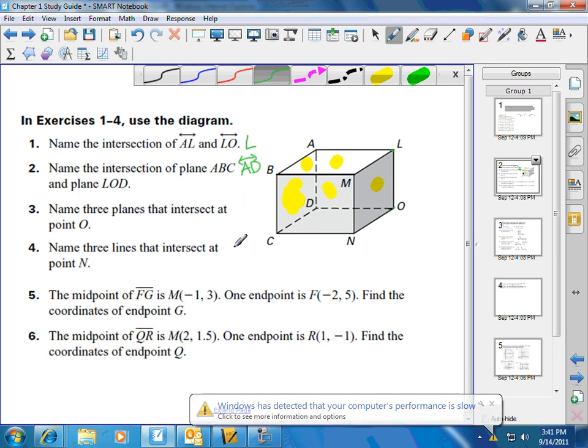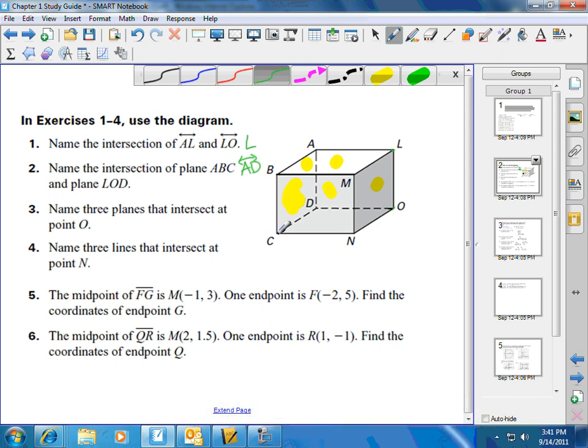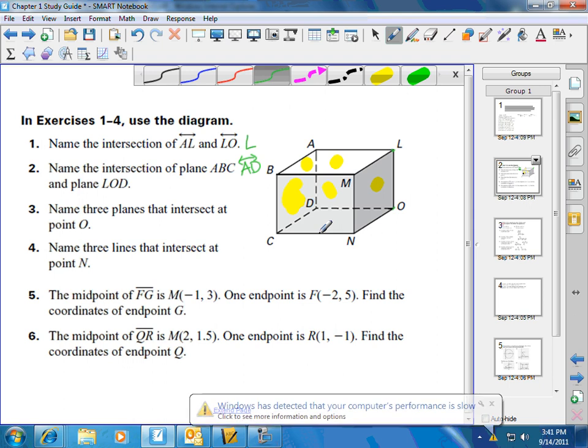Number 4, name 3 lines that intersect at point N. So here's point N. We've got line MN, line CN, and line NO. Remember, when you name lines, you need any 2 points on a line, and you can go in any order: line NO or line ON, line CN or line NC. So that's number 4.